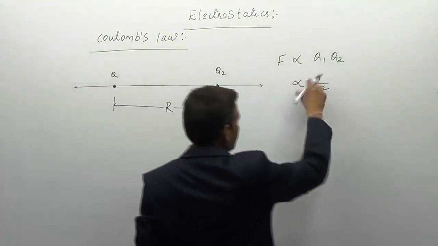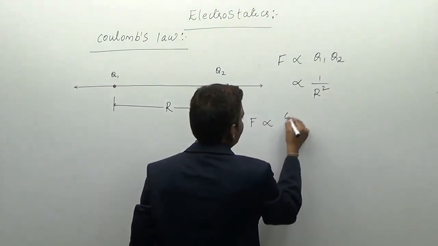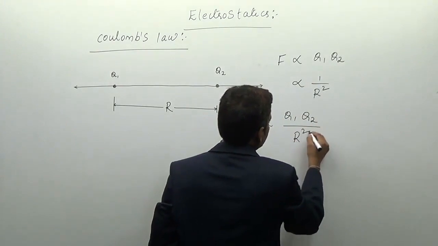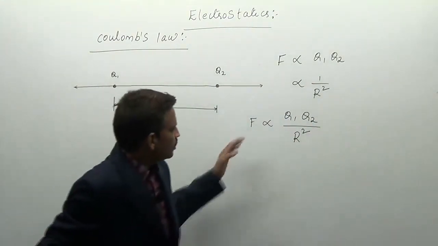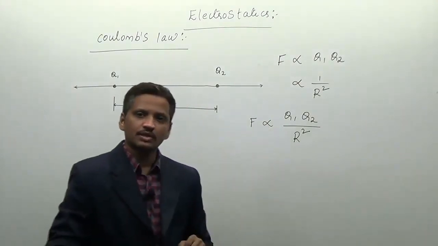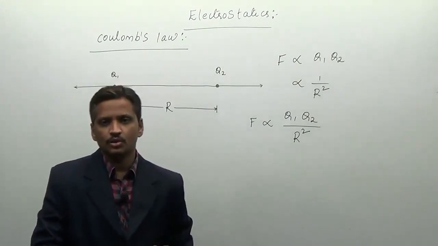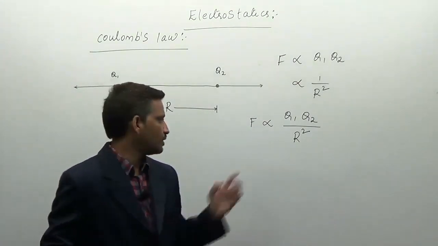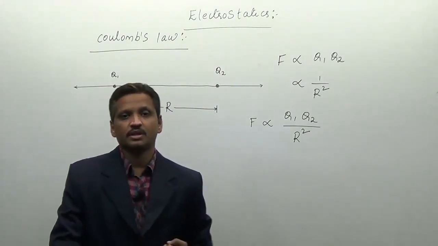Okay, so if you combine these two, then we are going to get F is directly proportional to Q1, Q2 by R square. But if we observe this, if you remove this proportionality, you will get a constant, but this F is always expressed in newtons. Newtons means kg meter per second square. F equal to m into a, m is kg and a is acceleration, meter per second square.